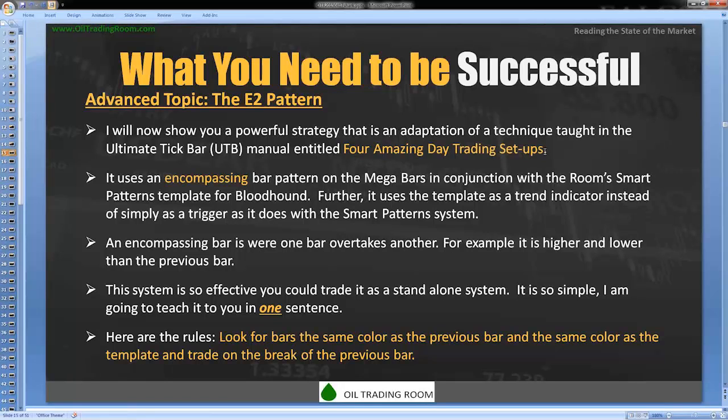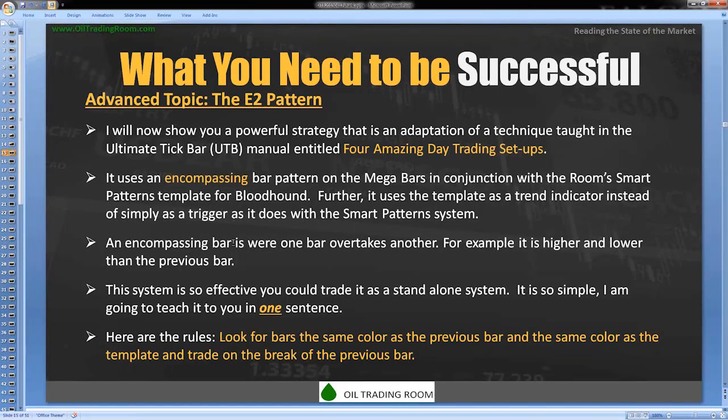But this pattern was originally written about in that manual, which I wrote a few years ago, and I adapted it into the megabars. So it uses an encompassing bar pattern on the megabars in conjunction with the room's smart patterns template for Bloodhound. These two together, okay? And further, it uses the template as a trend indicator and not just as a trigger.